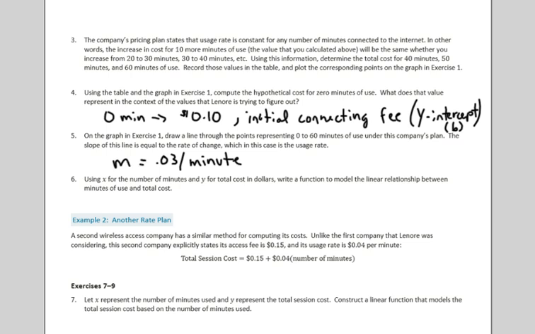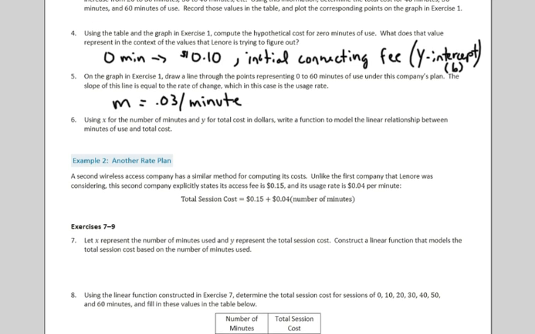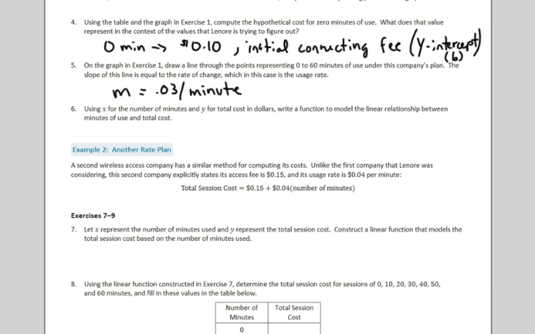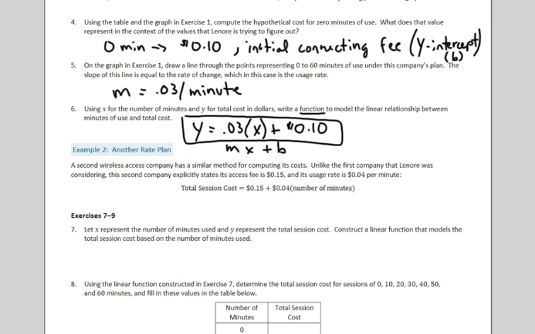That was the slope, m. Using x for the number of minutes and y for the total cost, write a function to model the linear relationship between minutes of use and total cost. A function is an equation. It's something where you can input x values and get out the y values. So y, the total cost, is equal to, now this is mx plus b, that's how I write linear equations. So the slope we found was 3 cents per minute, times x, the number of minutes we use it, plus the initial startup fee, which is 10 cents. So my equation would be y equals 0.03x plus 10 cents.